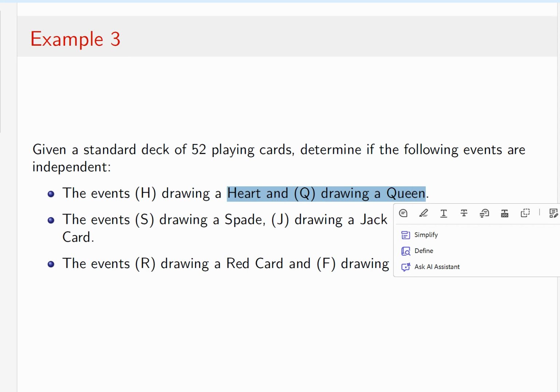Why? Because they are independent. Why? Well, what's the probability of drawing a queen given that you've already drawn a heart? Well, there are 13 heart cards, and one of those is a queen, so 1/13th. Just like the probability of drawing a queen is 4/52, which reduces to 1/13th, right?